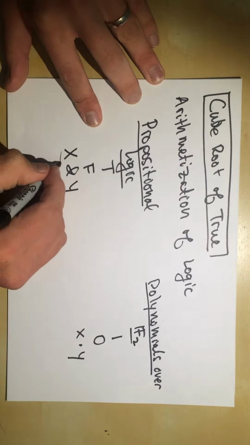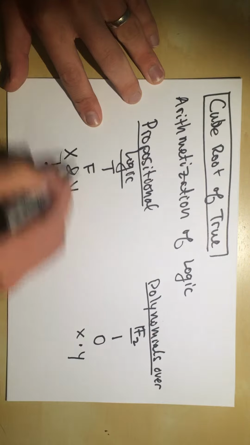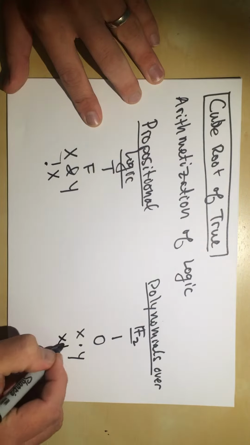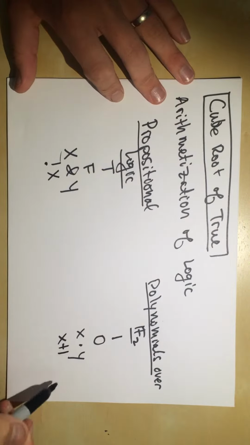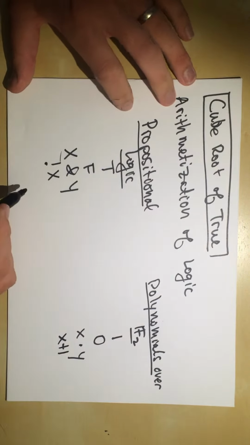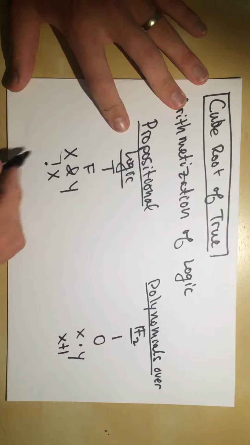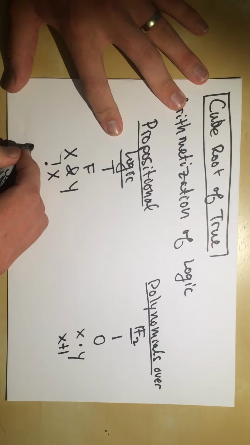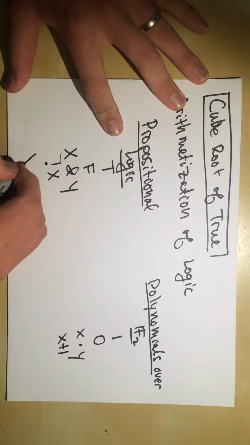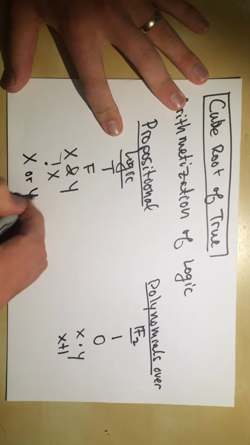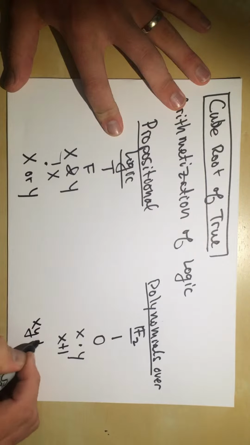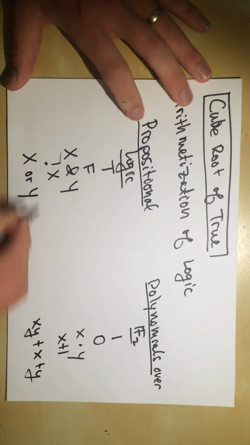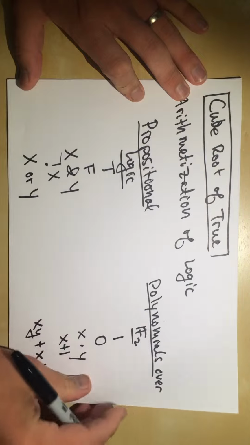Okay, you could have not x, so this is the negation, goes to x plus 1. Again, remember, 1 plus 1 is 0 in this setting. And then there's more complicated things you can do, like x or y. X or y actually turns into xy plus x plus y. I want to verify this one for you real quick so you can believe me.